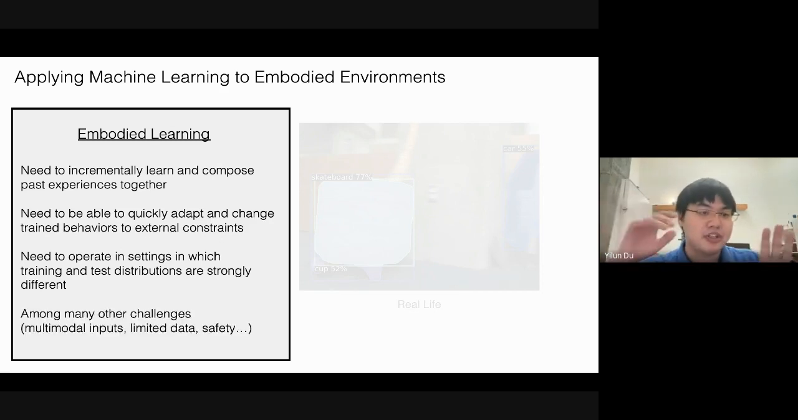There are also many other challenges that I won't talk about as much. For example, if you're an embodied agent, you have to take in all types of multimodal inputs. You have to be able to learn with very limited data, and your world is irreversible. So you have to be very safe and conservative with your actions.